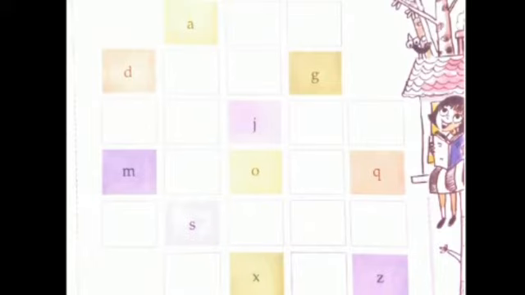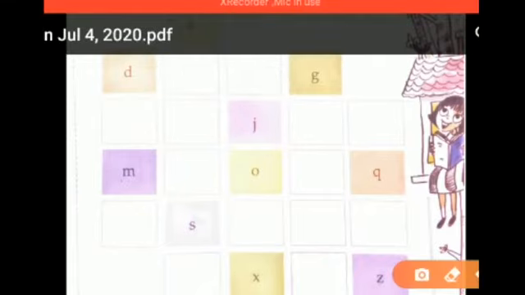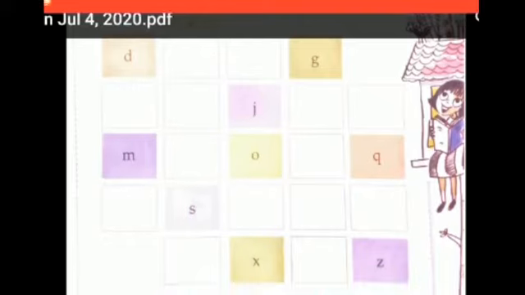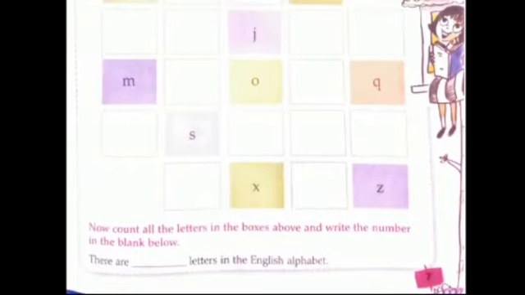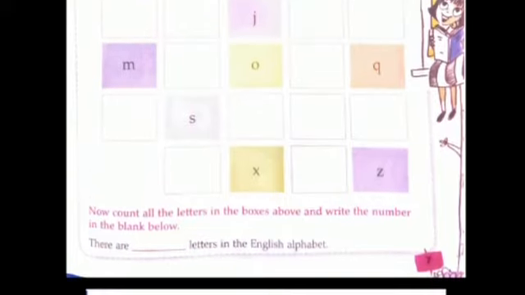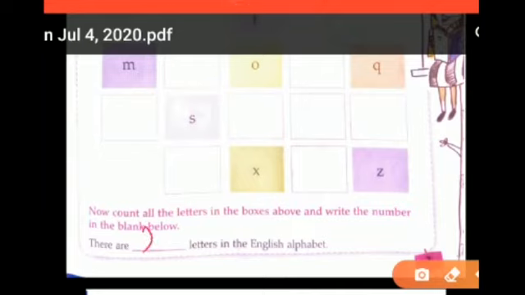1, 2, 3, 4, 5, 6, 7, 8, 9, 10, 11, 12, 13, 14, 15, 16, 17, 18, 19, 20, 21, 22, 23, 24, 25 and 26. That means how many letters do we have? 26 letters, right? So you have to write 26 out here. You have to write 26 letters in the English alphabet, right?